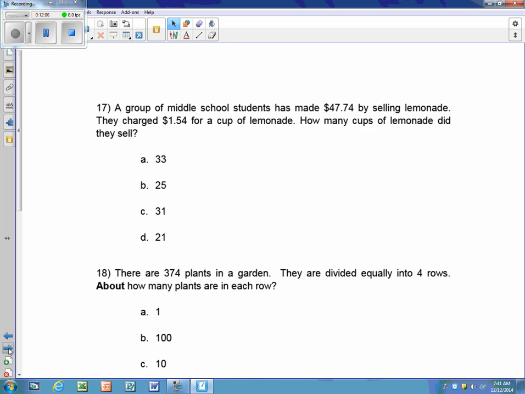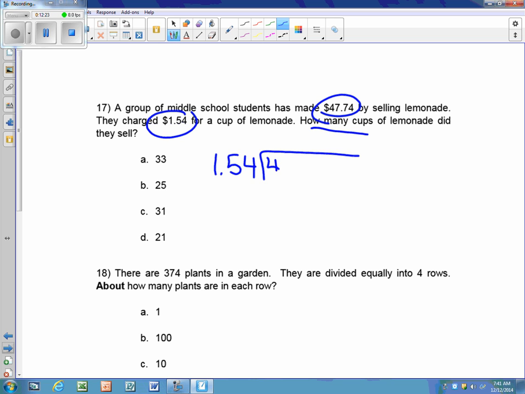Number 17, a group of middle school students have made $47.74 by selling lemonade. They charged $1.54 for a cup of lemonade. How many cups did they sell? So I have to split it up. This is a little confusing because you're not used to seeing a decimal in the divisor. When you see a decimal in the divisor, all it is, however many jumps to get to the end of it, that's how many jumps I have to get to the end of it. So now all my decimals are at the end and they're whole numbers and I know how to use those.